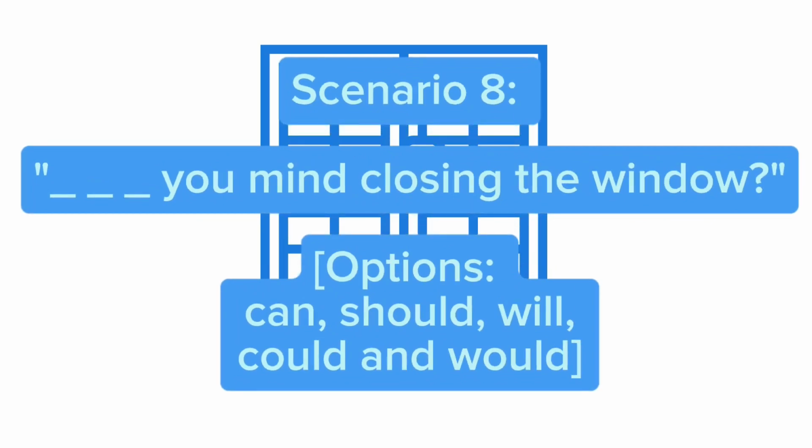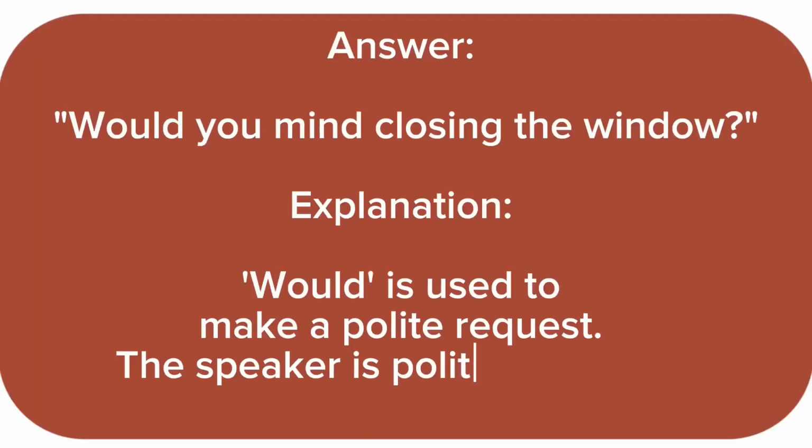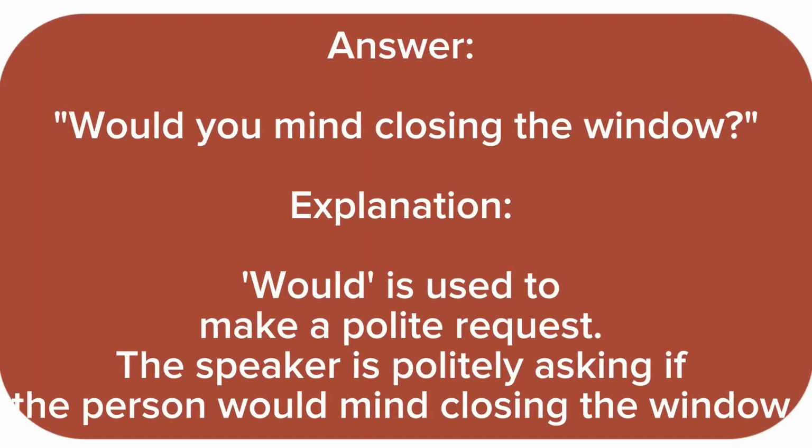Scenario 8. You mind closing the window? Options. Can, should, will, could, and would. Answer. Would you mind closing the window? Explanation. Would is used to make a polite request. The speaker is politely asking if the person would mind closing the window.